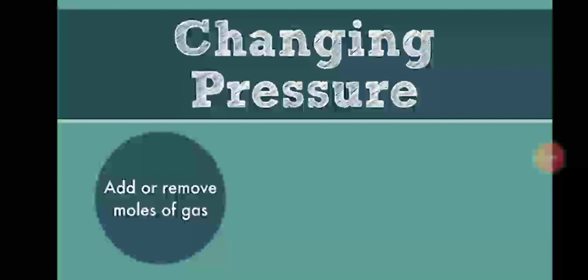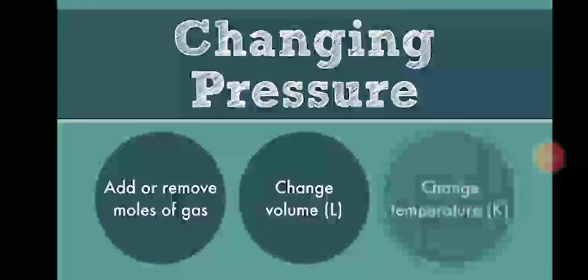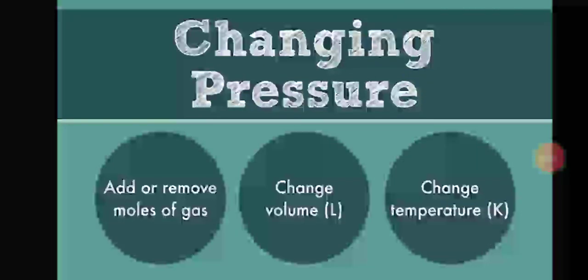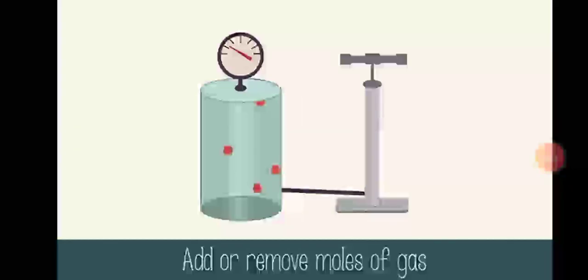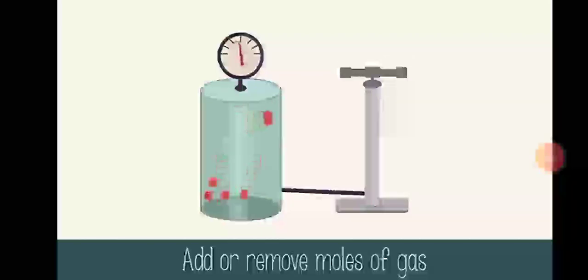The pressure of a gas can be changed by adding or removing moles of particles, changing the volume of the container, or changing the temperature. Let's see how each of these works. The particles are moving around, hitting surfaces, and creating pressure. When you add more moles of a gas, there are more particles hitting surfaces, and the pressure increases.